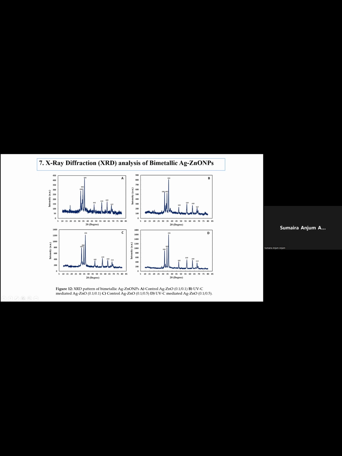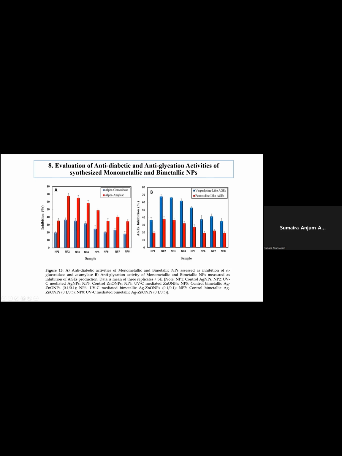After full characterization of these nanoparticles by different characterization techniques, we have further evaluated the different biomedical applications of these nanoparticles in terms of antidiabetic, anti-glycation, and also anticancerous activity. Firstly, we have evaluated the antidiabetic activity in terms of the inhibition of two enzymes, alpha amylase and alpha glucosidase.